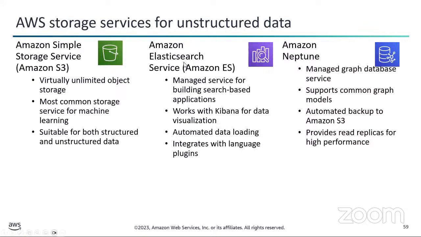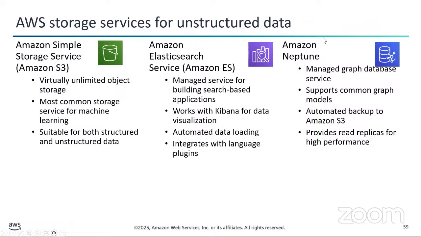Then they have some more optimized services like Elasticsearch, or now it's called OpenSearch actually. Elasticsearch was an open source project, and Amazon took it and modified it, and they call it OpenSearch now. This is a managed service for building search-based applications. It works with another visualization service called Kibana for data visualization. It has automated data loading and integrates with language plugins for different languages.